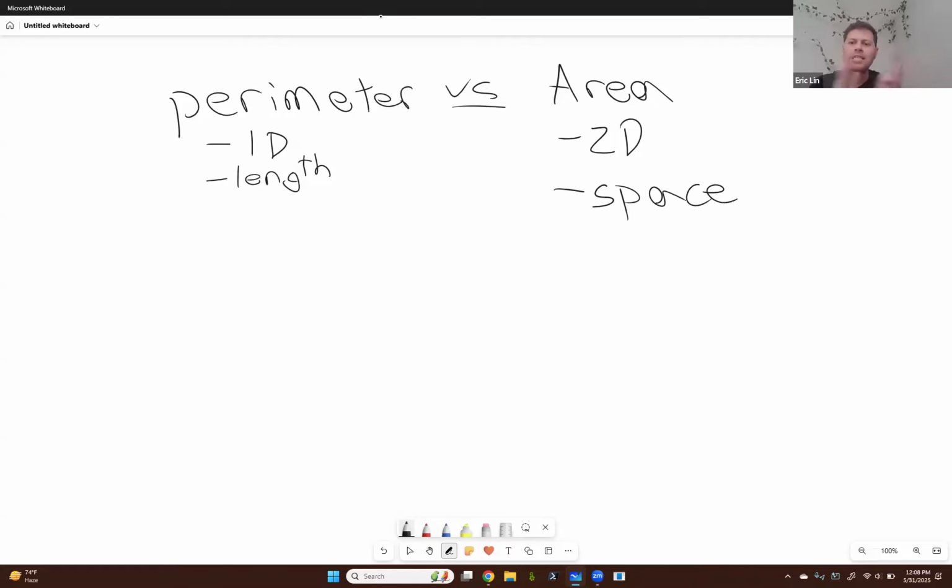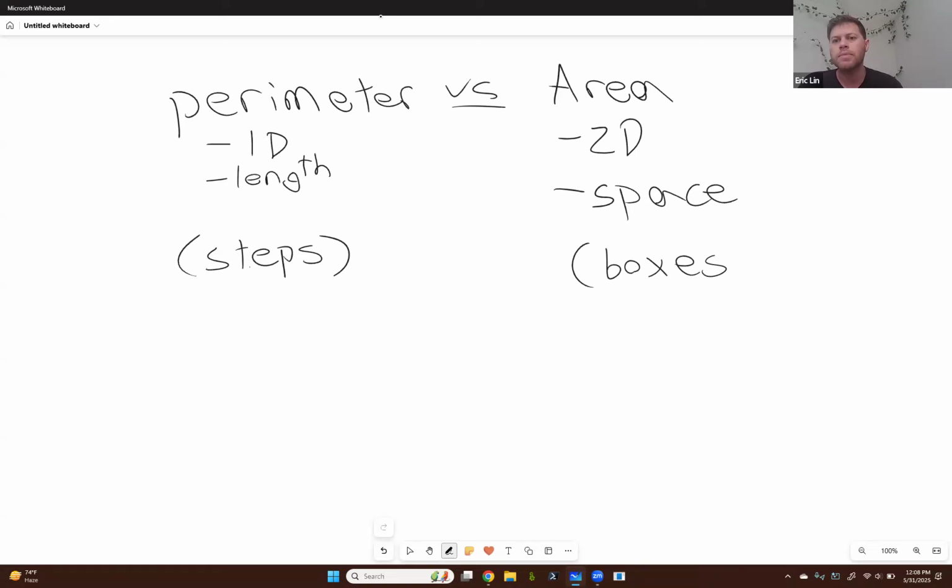So these are distinctly different things. And because of that, they would use different units. I measured my perimeter in steps, whereas I measured my area in boxes. So very, very different.